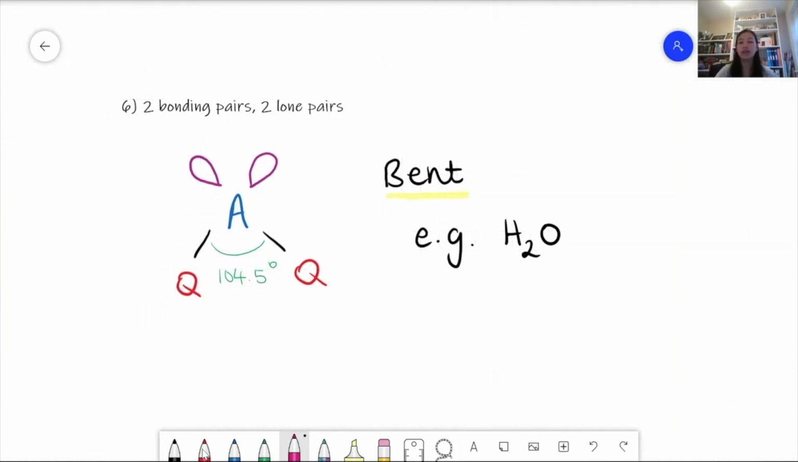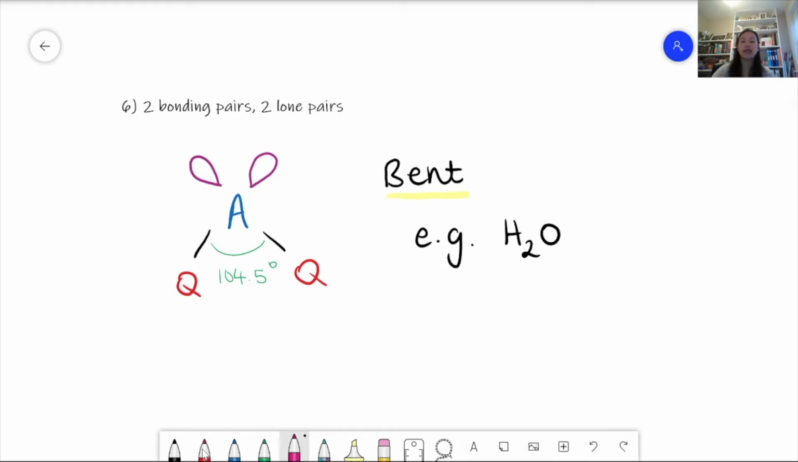And then the next one is 2 bonding pairs and 2 lone pairs. So the 2 lone pairs are at the top. And then these 2 are the bonding pairs. We've minus 2.5 degrees from the angle again, and we call this bent.